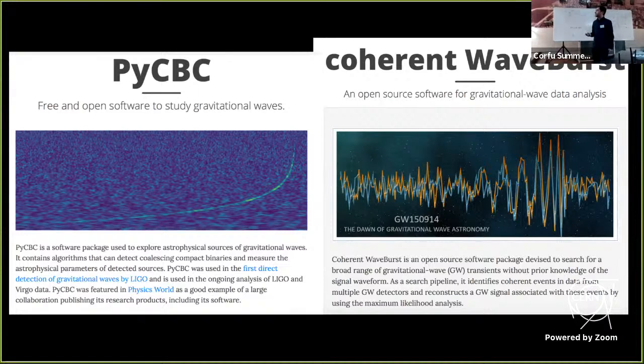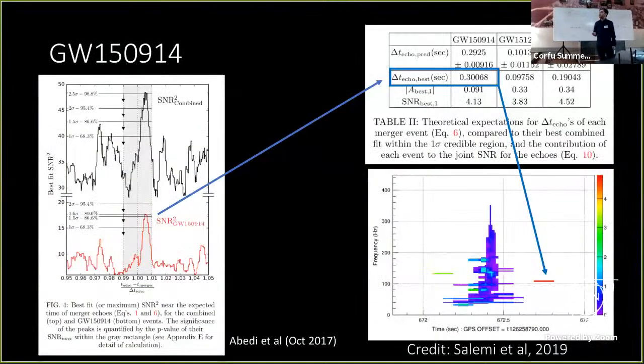And this is model independent software. So this software needs no model; this software is model independent. In our first paper, we found evidence for echoes in O1 data: GW150914, GW151012, and the Boxing Day event.